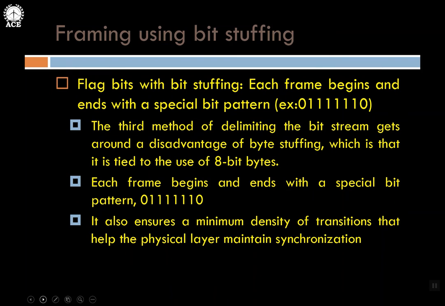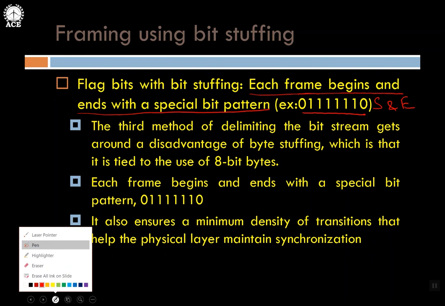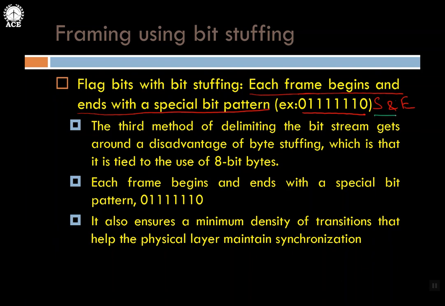Okay. Now the last approach for dealing with framing is called bit stuffing. Earlier was byte, this is bit. So what happens here? We are going to use a special flag pattern, an 8-bit pattern. Each frame begins and ends with a special bit pattern, an 8-bit pattern like this. So this special bit pattern is going to act as the starting and ending delimiter again. This flag pattern.